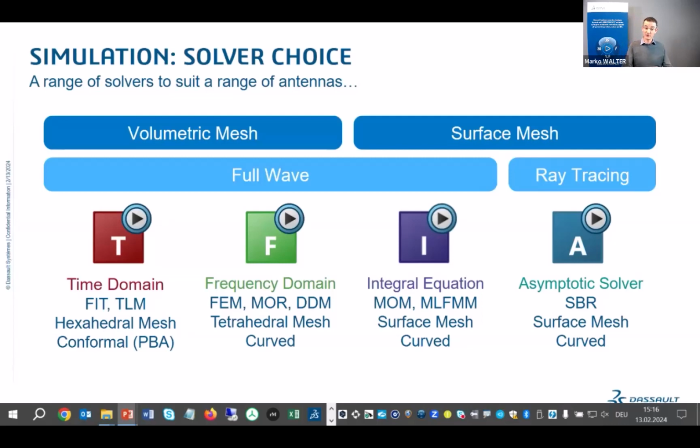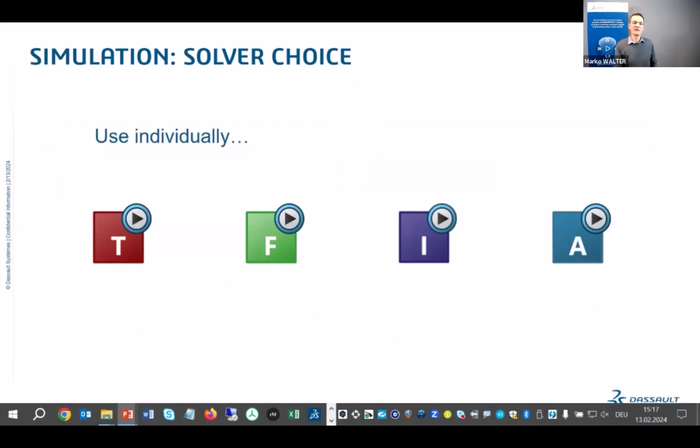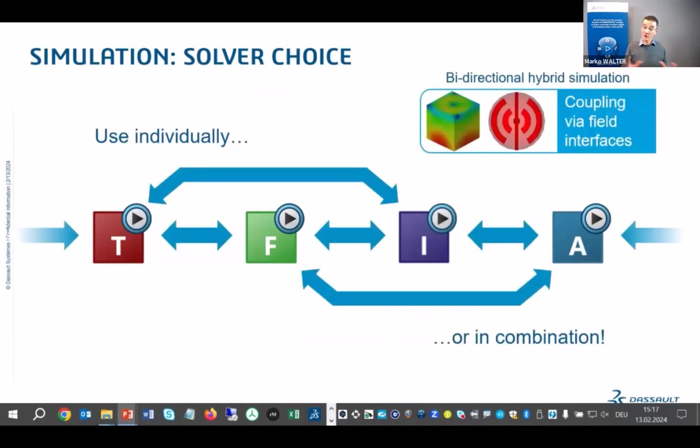Meshing is very important. So curved or conformal meshing, that is meshing which accurately represents the geometry and the materials of the model, is crucial to get accurate results without an exploding simulation time. So all the approaches that we offer support curved or conformal meshing. Now, these can be used individually, or of course, they can be coupled to each other. So all of them can talk to all the other solvers by using bidirectional hybrid simulation approaches, where you use near or far field coupling interfaces.